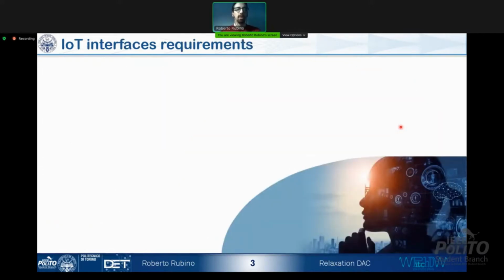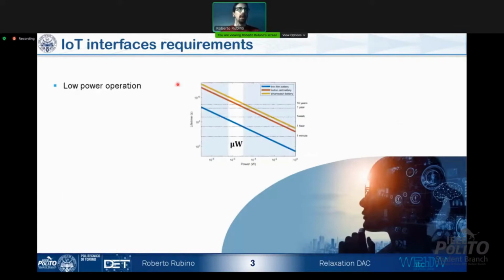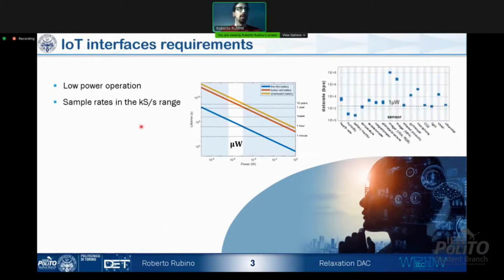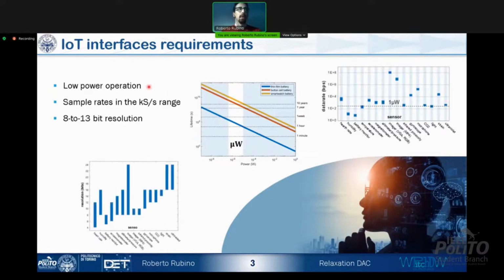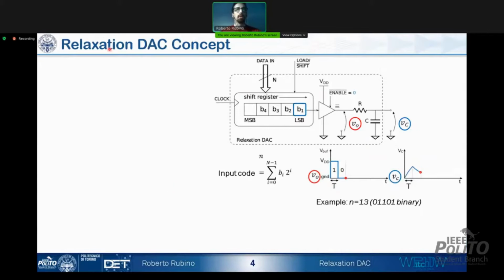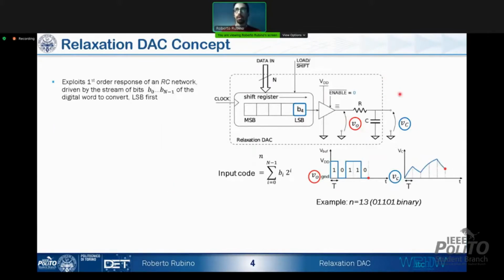The IoT interface requirements are low power operation in the order of the microwatt, sample rates in the order of kilosample per second, and medium-low resolutions for almost all the applications. The Relaxation DAC exploits the impulse response of a first-order RC network, which is driven by the stream of bits of the digital word to be converted, which does not need preprocessing.